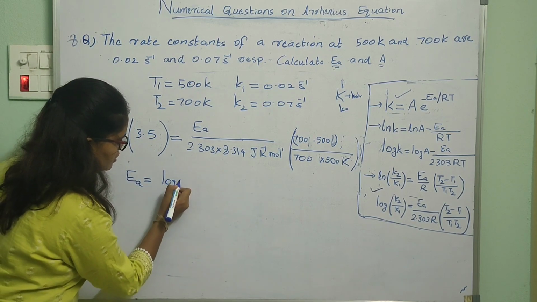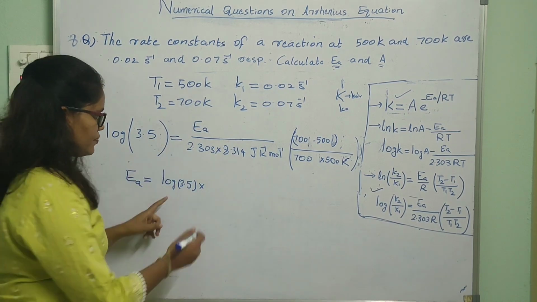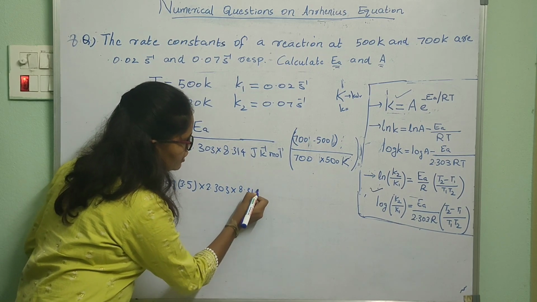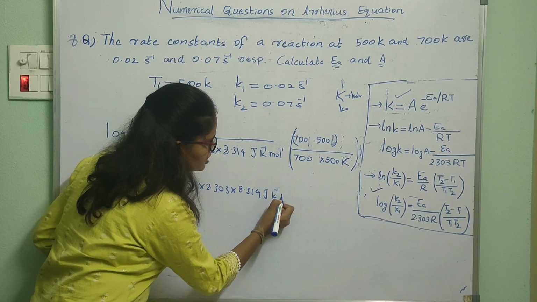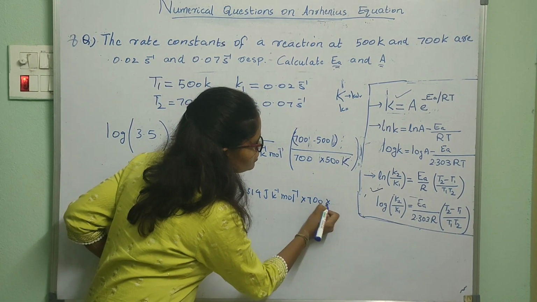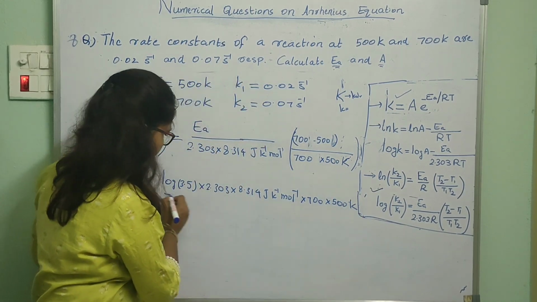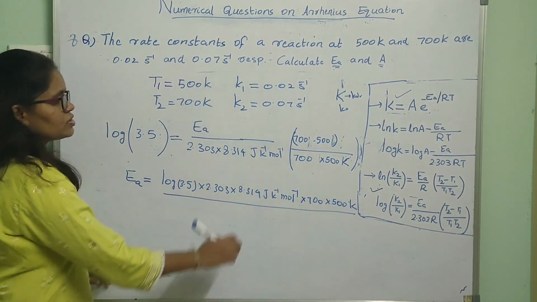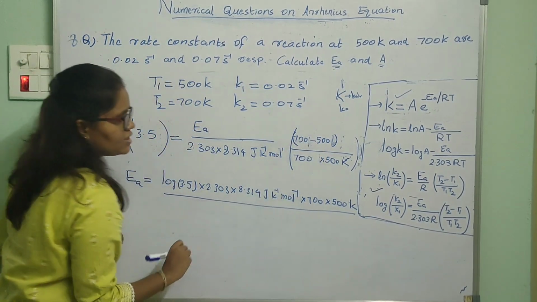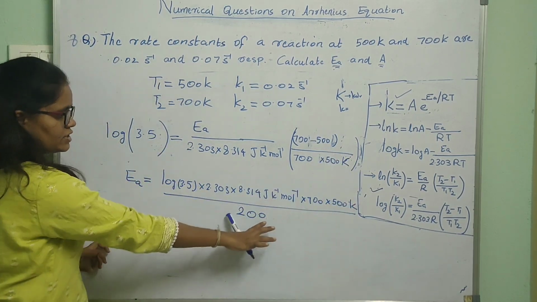So log of 3.5 into, now I will take this to the numerator, 2.303 into 8.314 joule Kelvin inverse per mole into 700 into 500. You have 1 Kelvin here. Divided by, what is there in the numerator will go to the denominator. So this is 700 minus 500, which is 200. So I will write 200 in the denominator. There is no unit here, so I have written nothing.